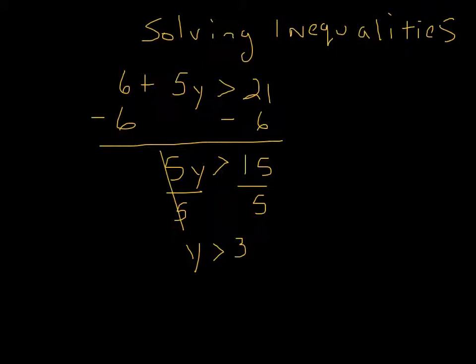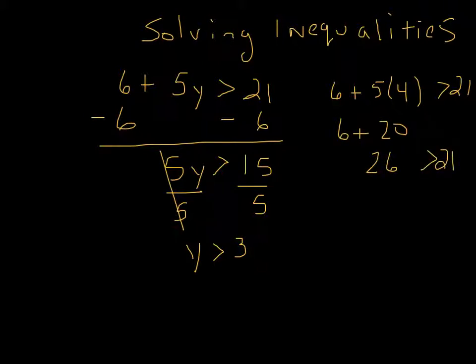That's how you say the answer: y is greater than 3. So any number greater than 3 will make this statement true. You could pick any number above 3, plug it back into that original equation, and it would work. Like if we picked 4, 6 plus 5 times 4 is greater than 21. 5 times 4 is 20, plus 6 is 26, and that's greater than 21, so that makes it true. That's basically what you're doing here, figuring out what numbers can fit into these equations.